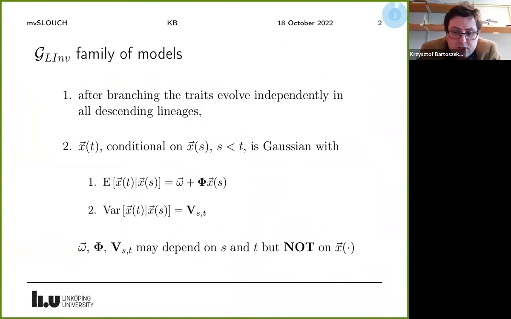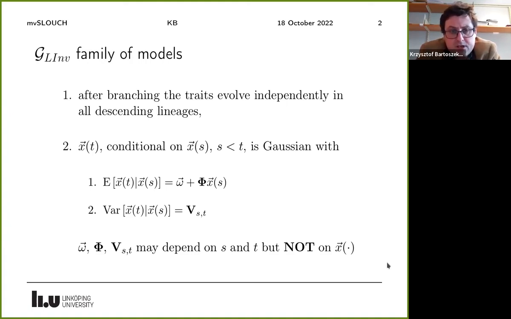So I gave the example as a Brownian motion, but then of course that by itself would not be that interesting. We need to have some family or some framework of stochastic processes, and with Venelin Mitov, who did his PhD under Tanja Stadler at ETH Zurich, we developed a framework which is called the GLInv family of models.